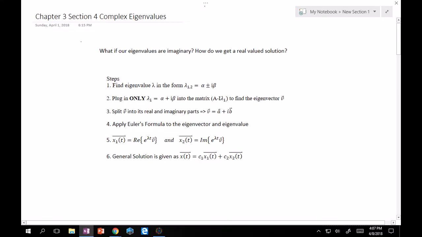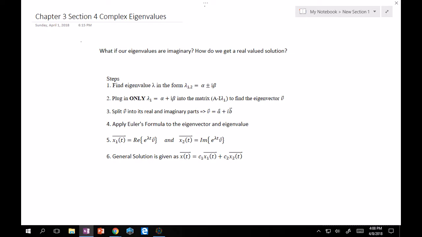All right, so now that we've dealt with real distinct eigenvalues, the next step is to deal with imaginary eigenvalues, aka complex eigenvalues. So what do we do differently? In order for us to get a solution that makes sense, we need a real valued solution. So how do we get there? Let me present the steps of how to do this, and then I'll do an example, and then hopefully it'll make sense.